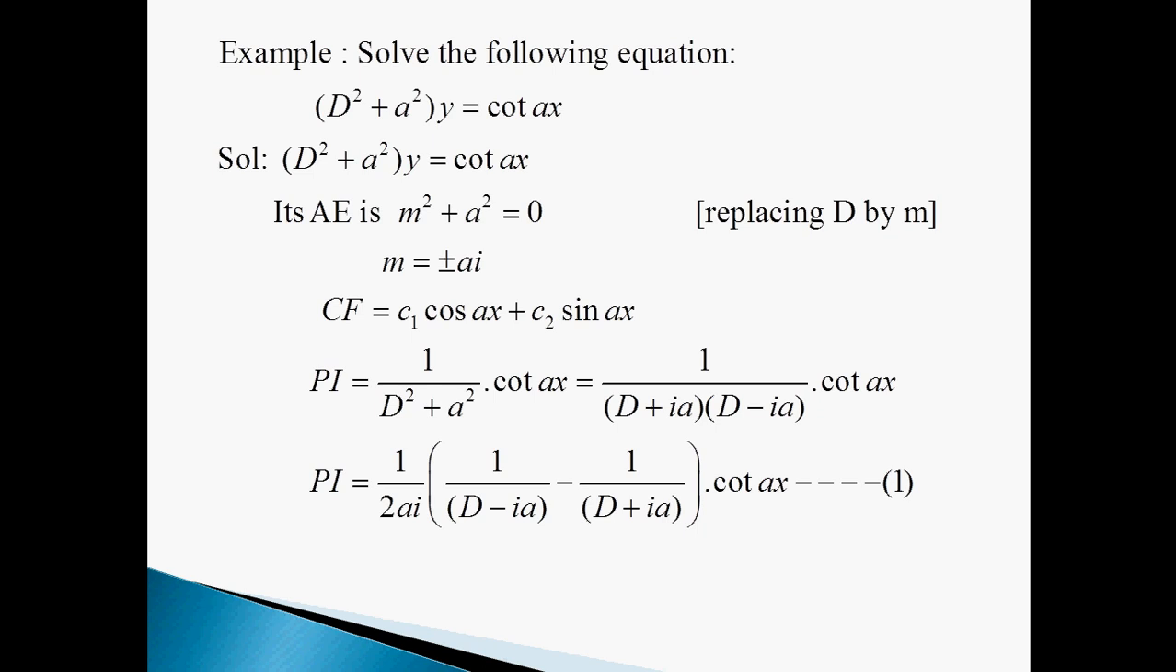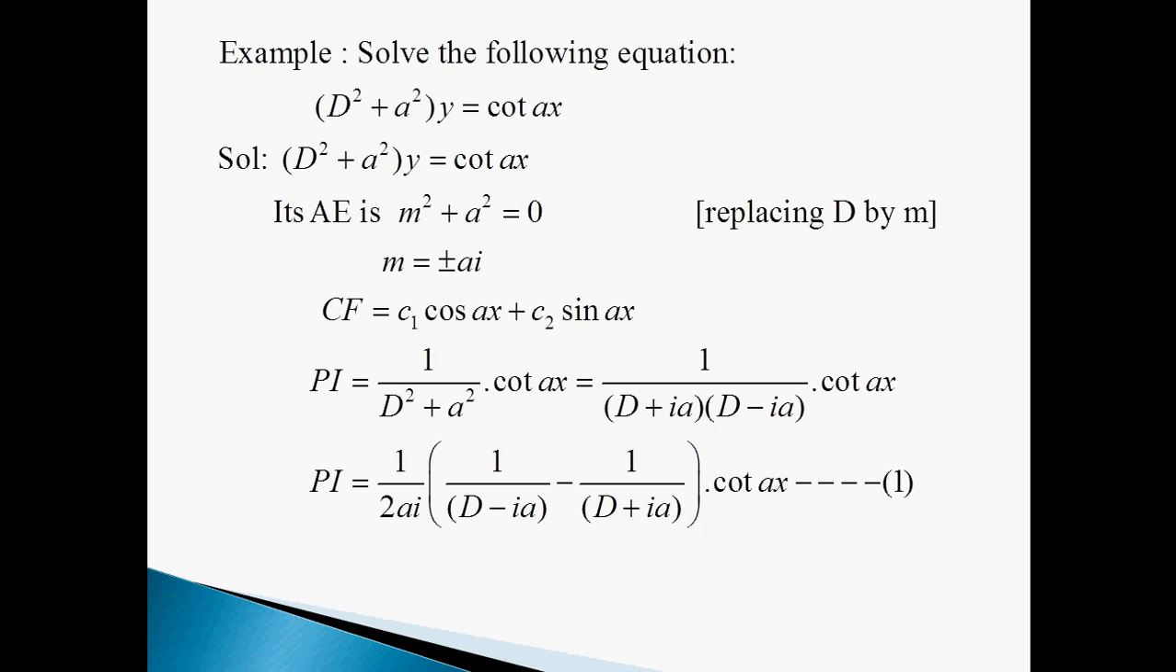So we apply the formula. The complementary function is equal to c1 cos ax plus c2 sin ax. Now the particular integral is equal to 1 upon (D square plus a square) into cot ax. We know very well there is no formula for the particular integral of cot ax or tan ax, sec ax, cosec ax. So we apply here the general formula.